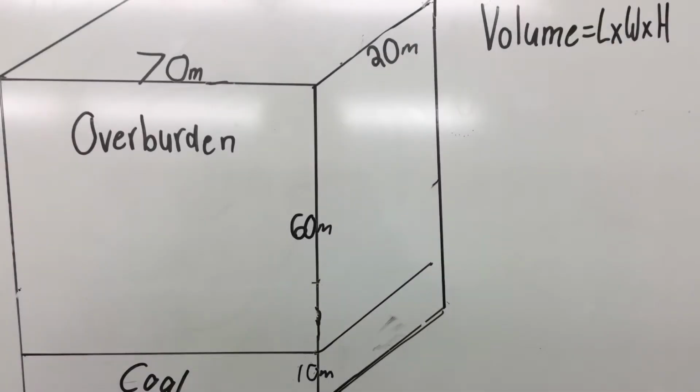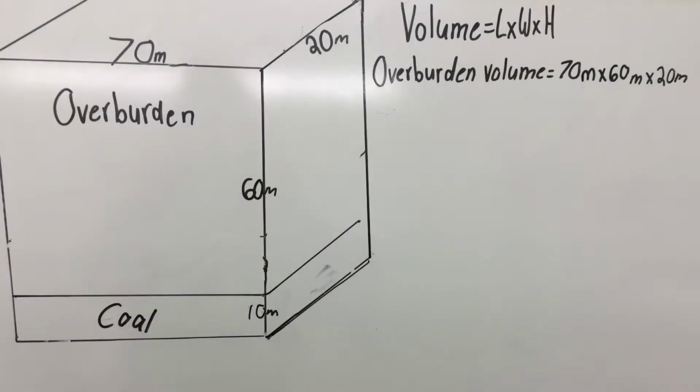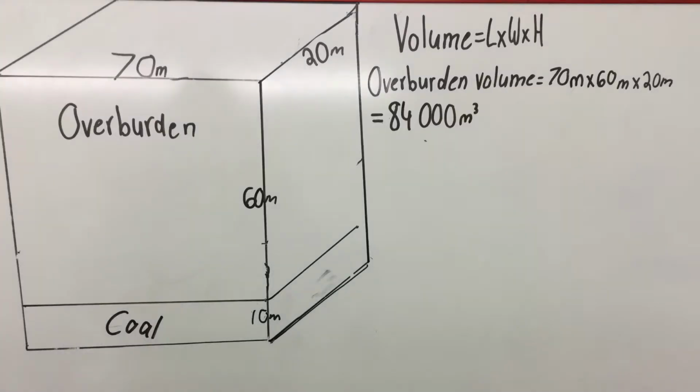The formula we need to determine volume is length times width times height. The volume of the overburden is calculated by timesing 70 by 60 by 20. This gives us a volume of 84,000 metres cubed.